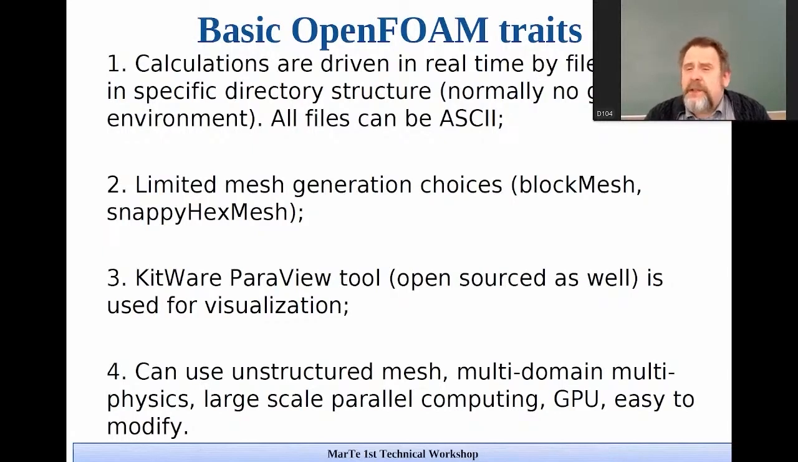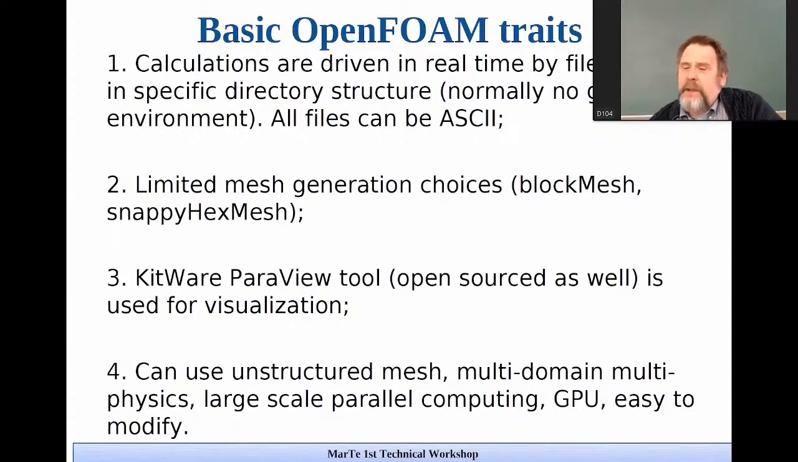It has limited mesh generation, blockMesh, but those are really limited and not as advanced as in commercial software. For visualization, ParaView is usually used, which is an outside product, but also open sourced. Generally, it can use unstructured mesh. I think they were one of the first who used cells with arbitrary shapes, so you can use arbitrary polygons. Later on, it was incorporated in ANSYS software, for example. They took it from OpenFOAM as far as I know.